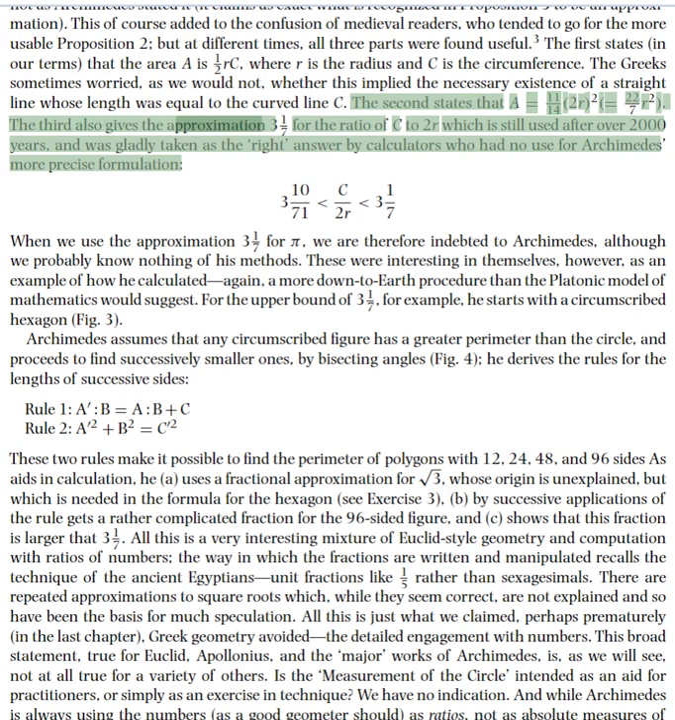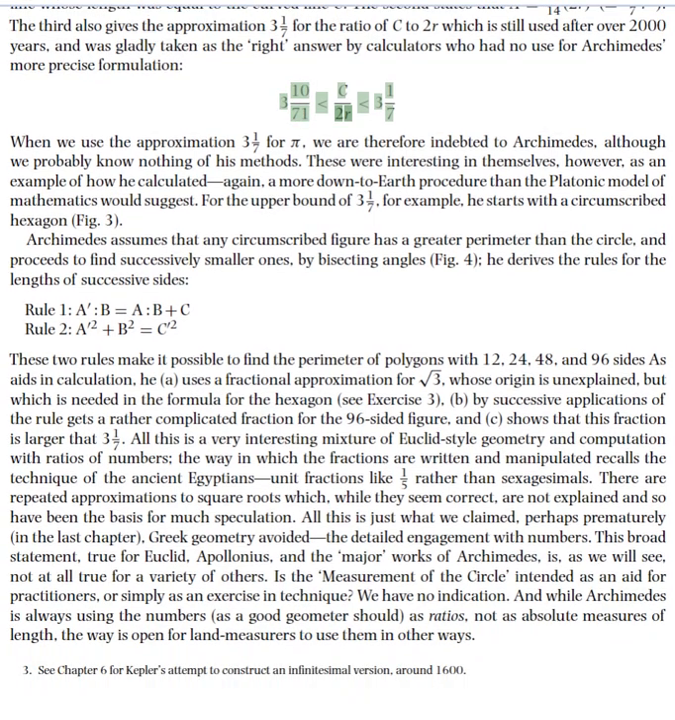The third also gives the approximation 3 for the ratio of C to 2R, which is still used after over 2,000 years, and was gladly taken as the right answer by calculators who had no use for Archimedes' more precise formulation: 3 10/71 is less than C/2R, which is less than 3 1/7.